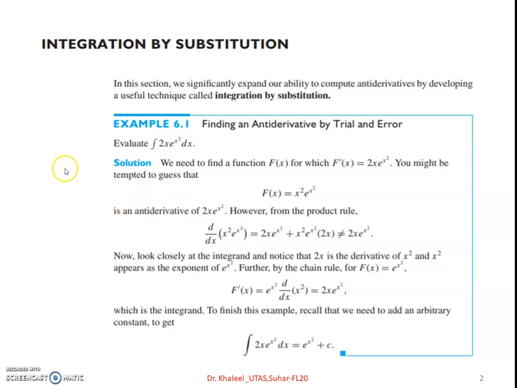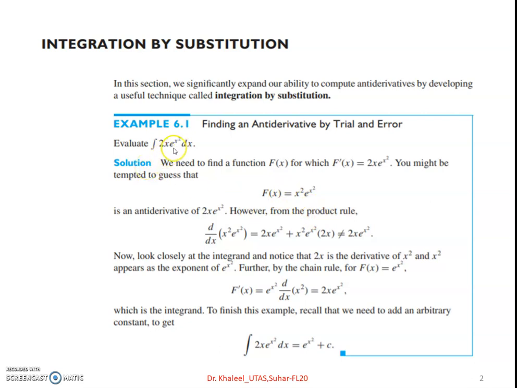Ultimately, we need to find a function f such that f prime x is 2x e to the power x square. Let me guess f of x is equal to x square e to the power x square. To know whether this guess is correct, I will differentiate it using the product rule. We get two terms, so we didn't get f prime, which is 2x e to the power x square. That means our guess is wrong.